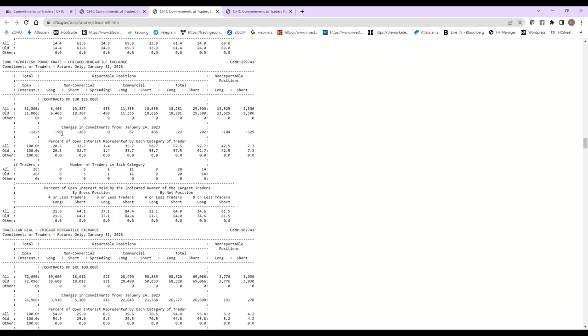So a small change in long position, a bigger change in the short position for the non-commercial, and another big change. The biggest changes have been in short positioning for both non-commercial and commercial. Okay, the total, if I sum commercial and non-commercial, presents 10 times more change of commitment seen for short positions in the week of January 24th.